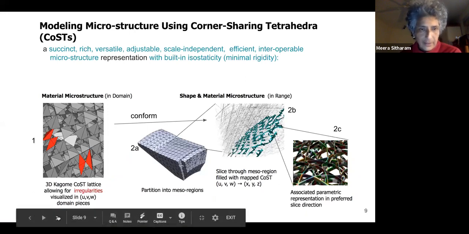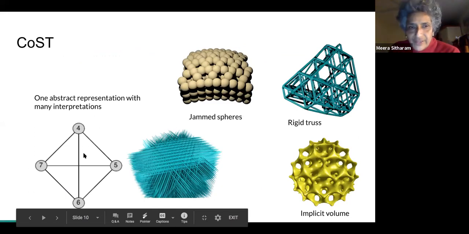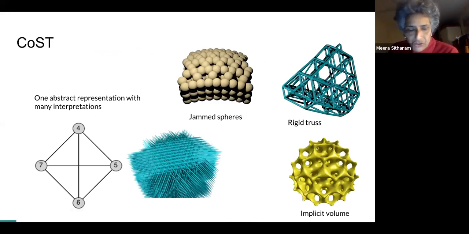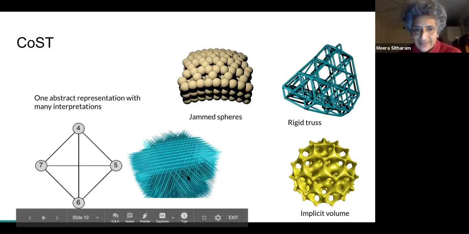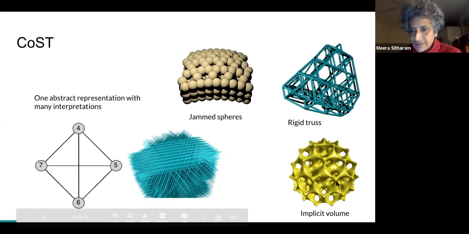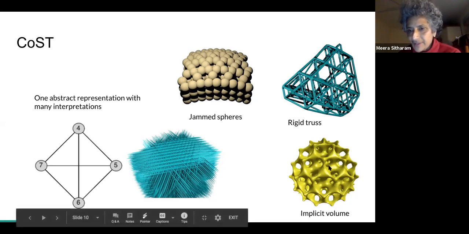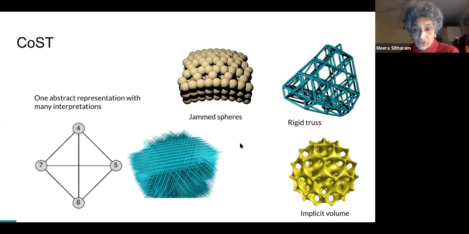Let me see. Okay, so corner-sharing tetrahedra are underlying every one of the pictures shown here. So, one abstract representation with many interpretations. There are corner-sharing tetrahedra underlying this jammed spheres picture and these packed fibers, and we have attached some implicit splines on top to get this curved structure. And here you can probably see, we just made these tubes attached now.